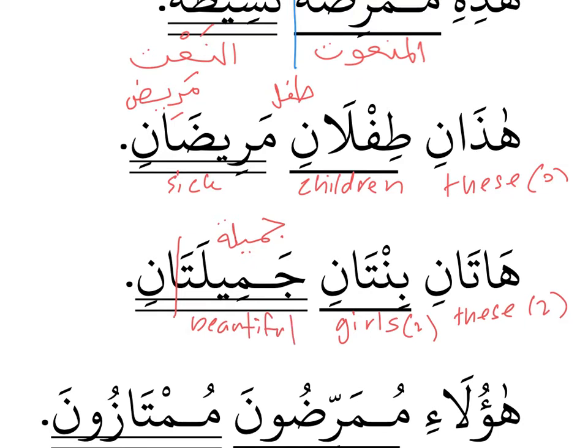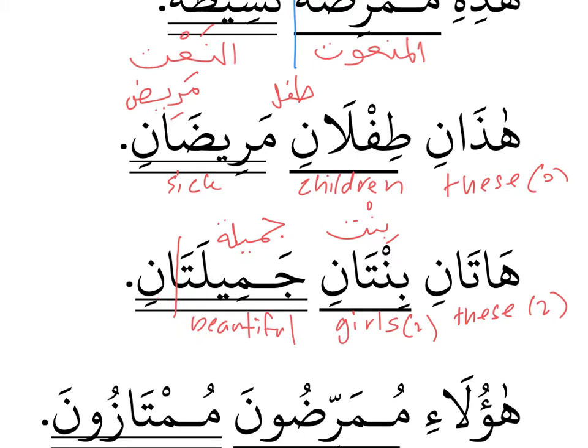If you look at the word bint, this bintan, this is in the muthanna form, and the singular form is bintun, which means a girl. This is a muannas word, a girl. That is why for the word jamila, you have this ta. It must be in the muannas form. And when you change this to muthanna, bintani, two girls, what will happen to the adjective? The adjective or the na'at must be changed to muthanna form as well. So now the correct sentence grammatically is hatani bintani jamilatan.